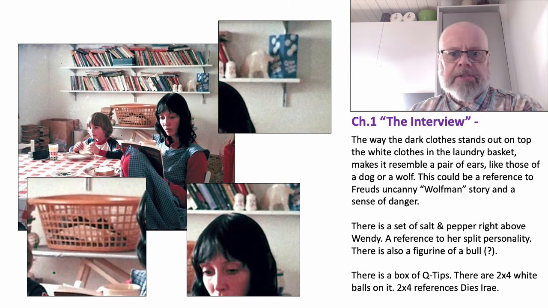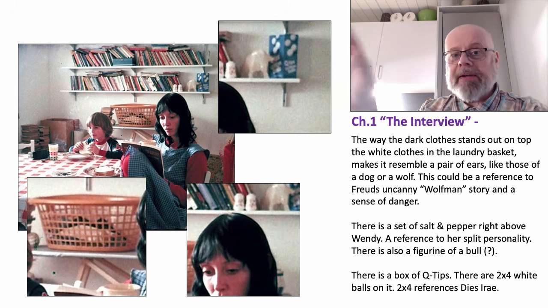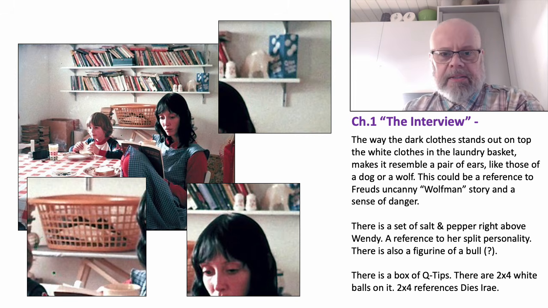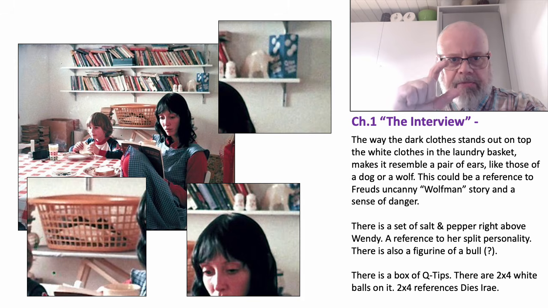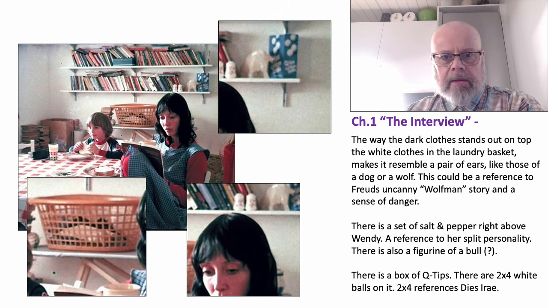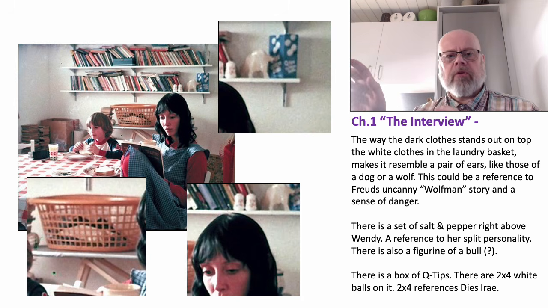And it could be a reference to Freud's uncanny wolfman that we just had in that window before, right? And it's sort of a sense of danger, maybe. There is a set of salt and pepper little things above her head, right? A reference maybe to her split personality. There's also a figure of a bull. It could be an elephant. I think it's a bull, but I'm not sure. If it's an elephant, it's the elephant from the secretary room just before that has bled through to this particular one, right?